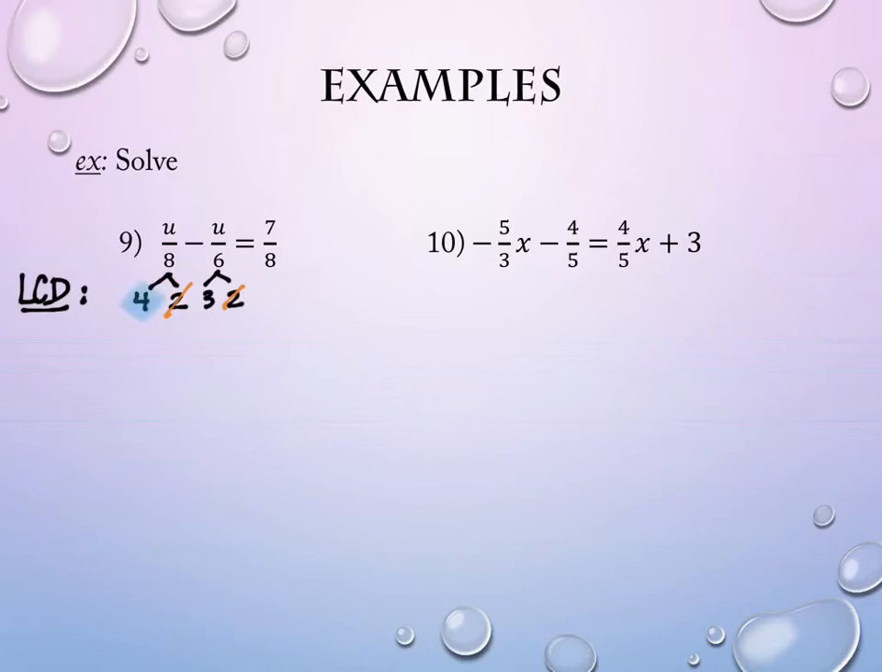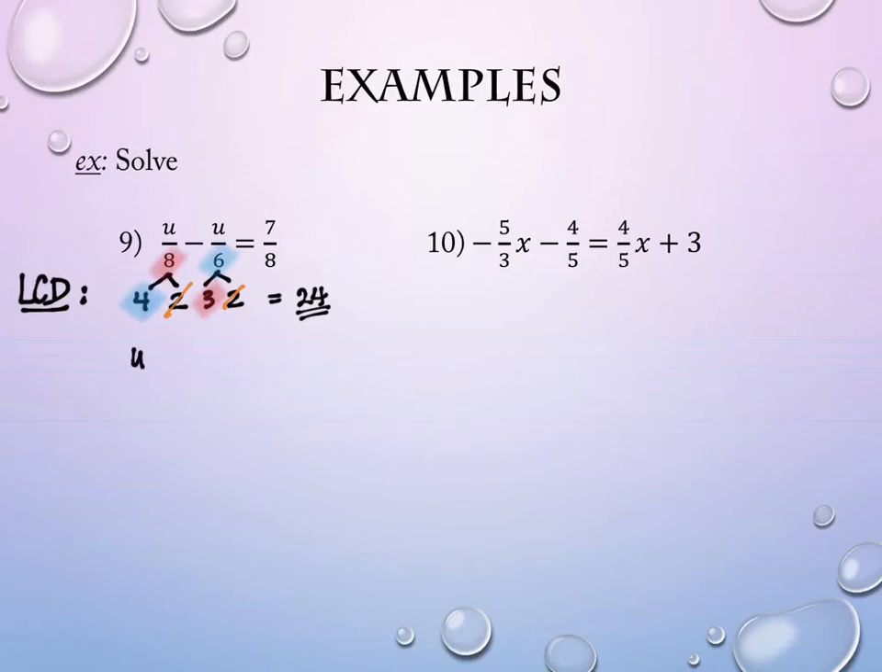So if I multiply 4 times 6, or 3 times 8, I get 24. 4 times 6 is 24. 3 times 8 is 24. You multiply it by the factor it does not have. So the least common denominator is 24. 24 is my magic number. It's what's going to eliminate all my fractions.